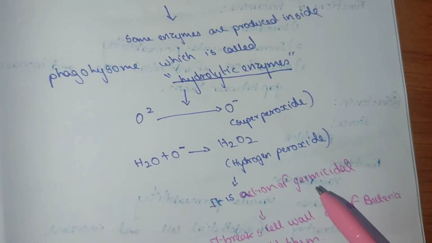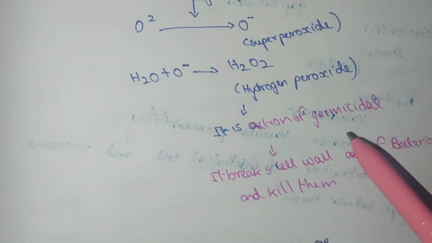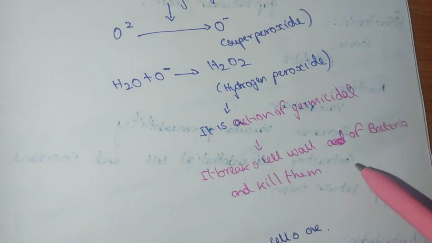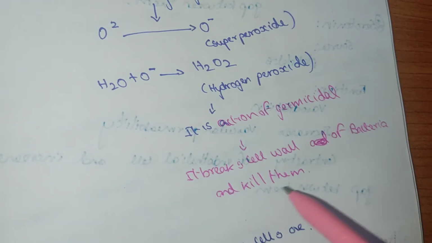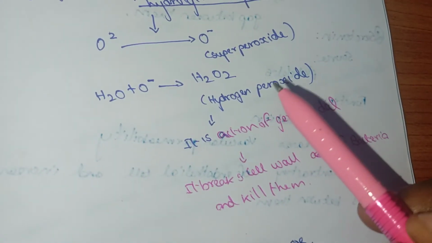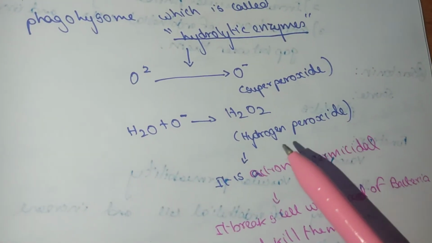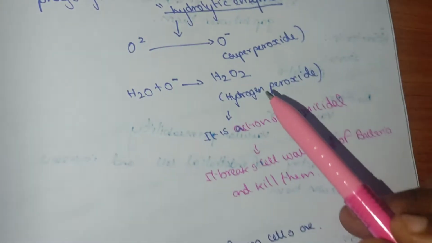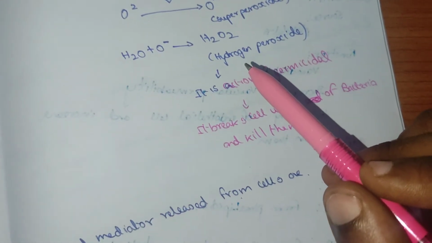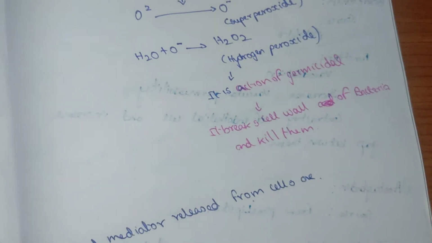This hydrogen peroxide has a germicidal action, so it breaks the bacterial cell wall and kills them. So this is how the pathogen is restricted, and this process is known as phagocytosis as well as clearance.